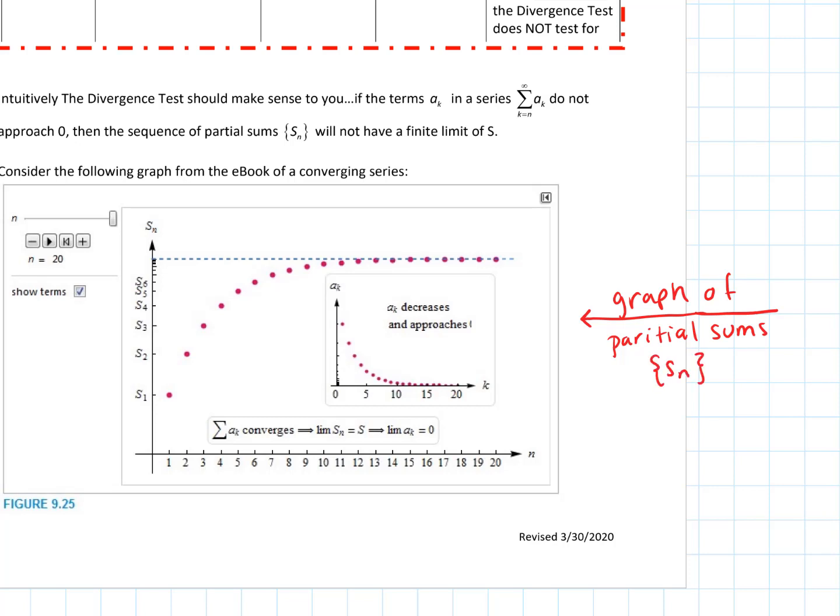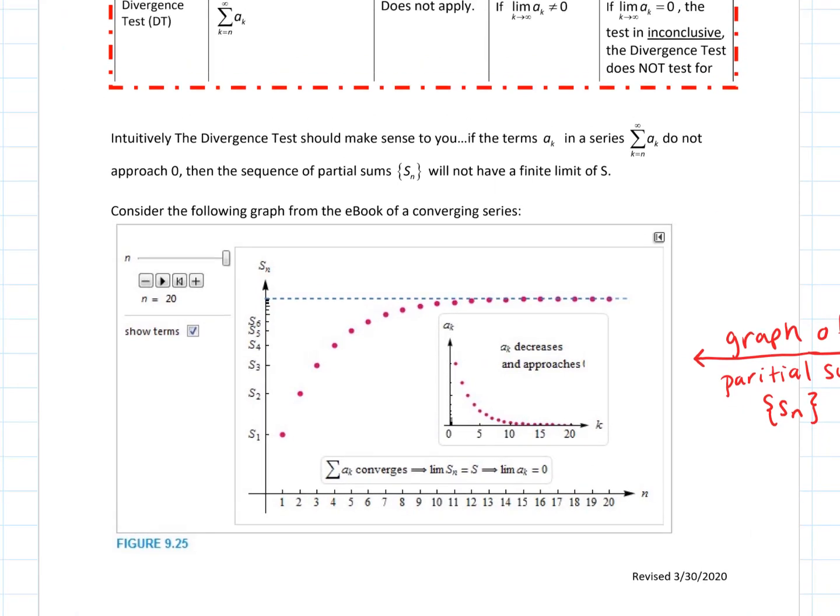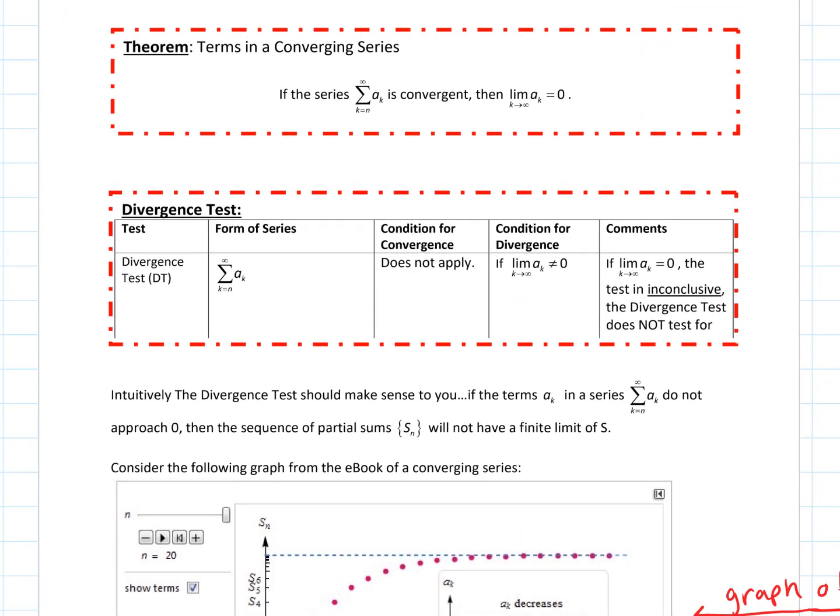That's what those dots are, S1, S2, S3. Each time we're continuing to add another term for each of those partial sums. And if those partial sums have a limit, which this one does, then each time you're adding something, you must be adding something that is approaching 0. Otherwise, it would never approach a finite sum. So hopefully intuitively that theorem makes sense to you. And that is where we get this first test for divergence.